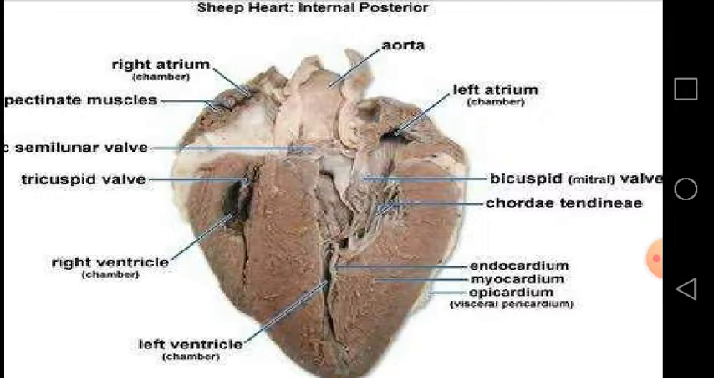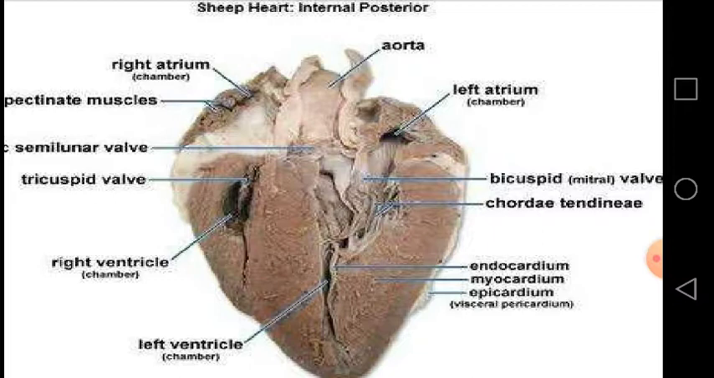After purification from the lungs, the blood comes back to the heart and it enters the left atrium. When the left atrium contracts, it pushes the blood towards the left ventricle. You can see this chamber in this longitudinal section of the sheep heart. And you can see the left ventricle has a much more muscular structure than the right ventricle, because it has to pump the blood towards the whole body.